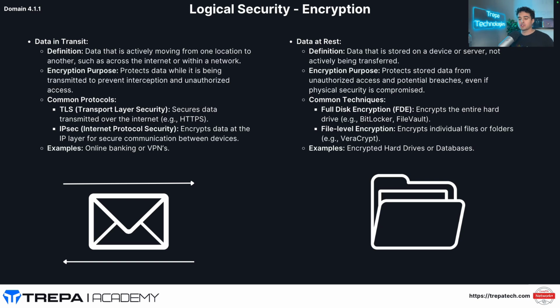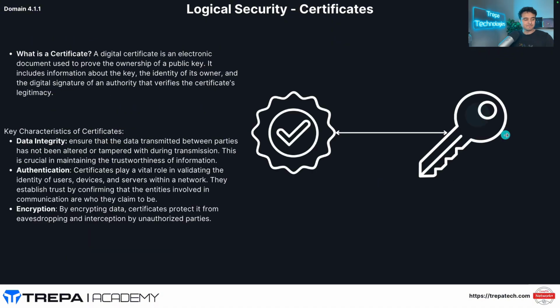So full disk encryption, things like BitLocker, FileVault. We put BitLocker on our Windows machines, and you have to put in that BitLocker PIN, or you can't access your operating system. We have file level encryption, so we can encrypt individual files or folders that may be sitting on our desktop or on our work machine, using something like Veracrypt. So example of this, encrypted hard drives or databases.